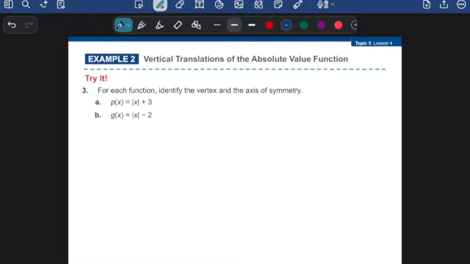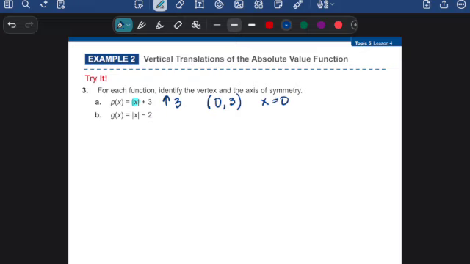Try it number 3. For each function, identify the vertex and the axis of symmetry. So we have a parent function. There's our basic absolute value function that starts at 0, and all we're doing is adding 3 to the output. So this is going to shift the graph up 3 units. And where will the vertex be? Well, instead of the vertex being at 0, 0, it's going to be at 0 and up 3 units. The output, or the y value, has added 3. So instead of being at 0, it's going to be at positive 3. Where's the axis of symmetry? It's still going to be right on the y-axis, so where x equals 0.